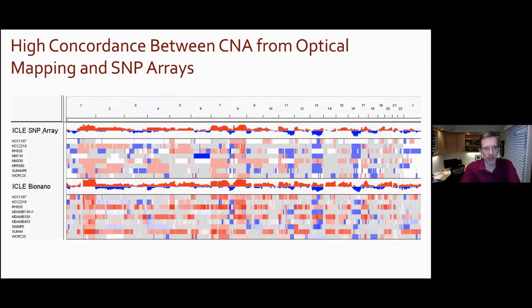When we look at copy number data, you can see the copy number data for SNP array, which we already had on these cell lines, looks nearly identical to the data we've now got from the optical mapping. So this is an average of the copy number across all the cell lines. And you can see from SNP array data and BioNano, it looks nearly identical. So it's good. The BioNano data has given us something that looks very similar to tried and tested technologies.